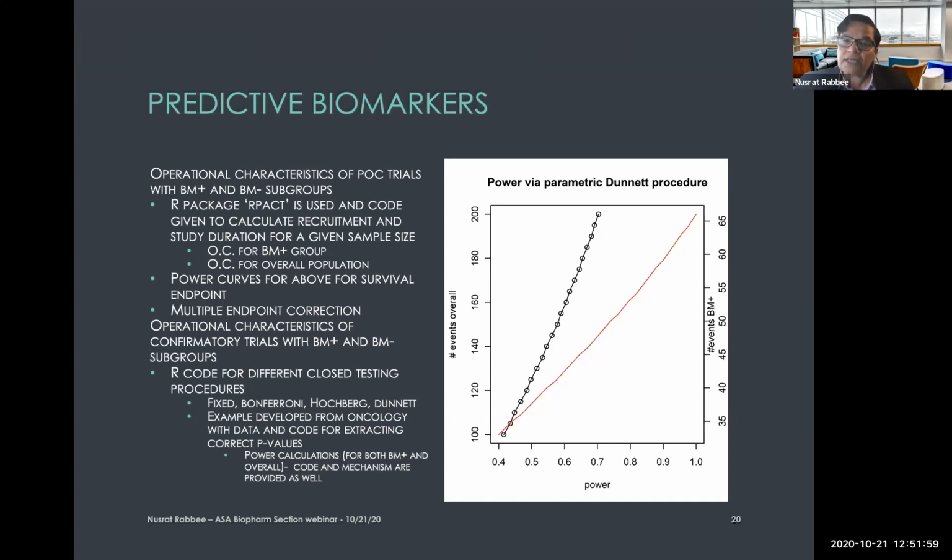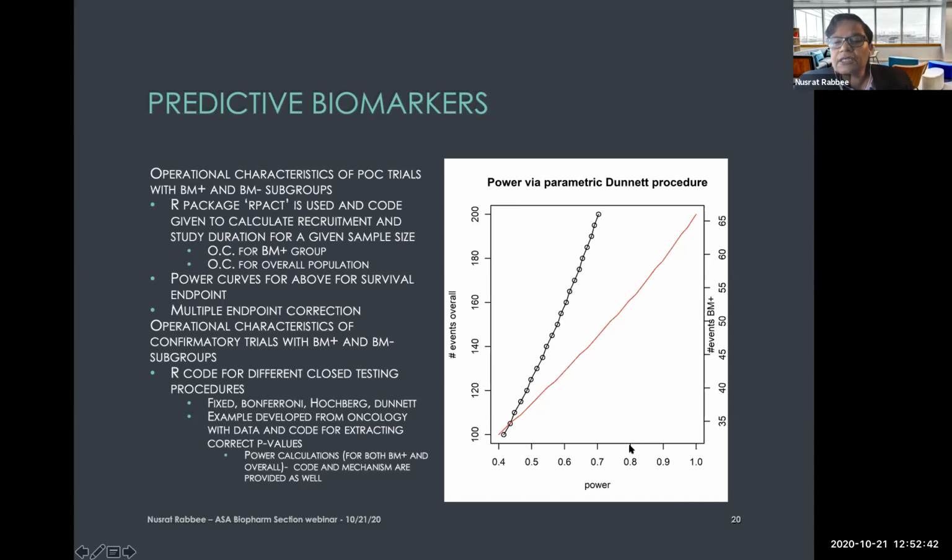Susan Halabi in her book gives an oncology example, which I have found the data for, and I implemented the R code to come up with the exact same numbers. The correlation is between the test statistics of the subgroups that you're interested in testing. So you can see here on the right is the Dunnett test using the parametric Dunnett test. And there's two curves here. These are power curves. The red curve is for the biomarker positive group, and the black is for overall.